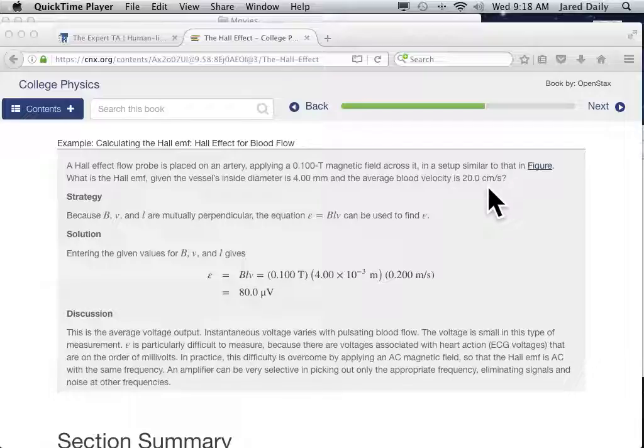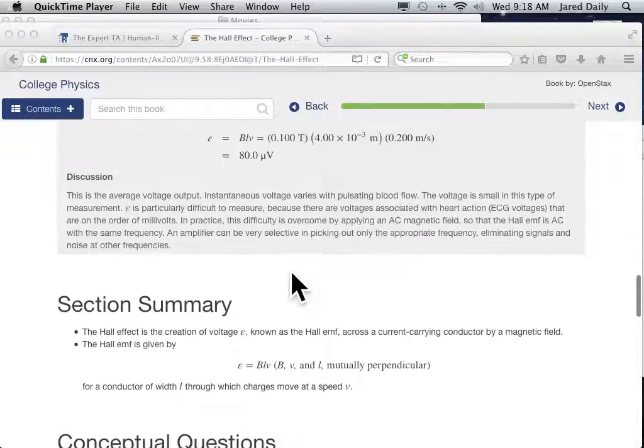Usually what you'll do is you'll measure the EMF, you'll measure the voltage and calculate the blood velocity. That's what you really want to do. But that's okay. Either way, they're giving us the blood velocity, so we're going to calculate what the voltage should be. And it turns out you plug in all those numbers and you get 80 microvolts of EMF across that artery because of the Hall effect, because of the magnetic field that you've applied. That's easily measurable, so not a big deal.